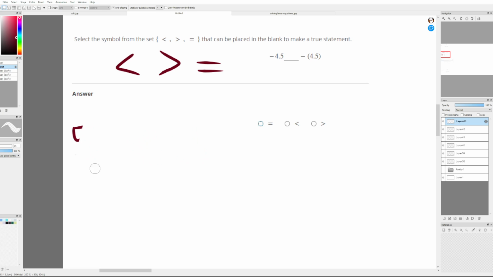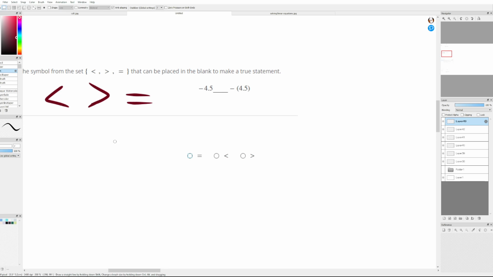In this case, we have negative 4.5 and then negative 4.5, essentially. These are going to be equal. The parentheses are there to throw you off.